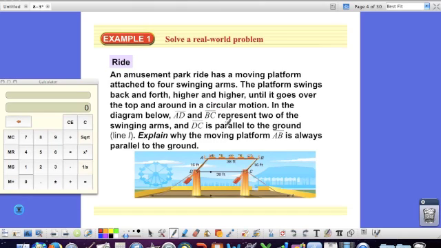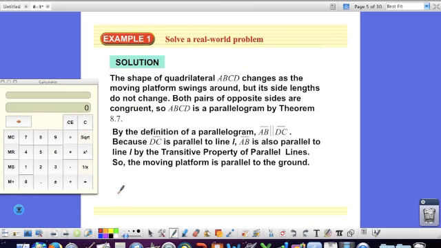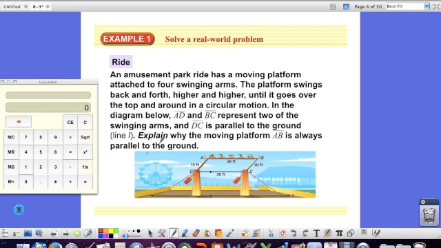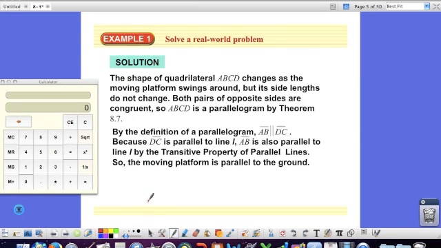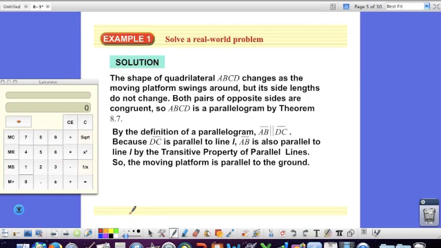So they've told us that these are 2 of the swinging arms. DC is parallel to the ground. The moving platform AB is also parallel to the ground. The shape of quadrilateral ABCD changes as the moving platform swings around, but its side lengths do not change. This is 38 and this is 38. They're congruent. Both pairs of opposite sides are congruent. 16 and 16. So ABCD is a parallelogram by Theorem 8.7.